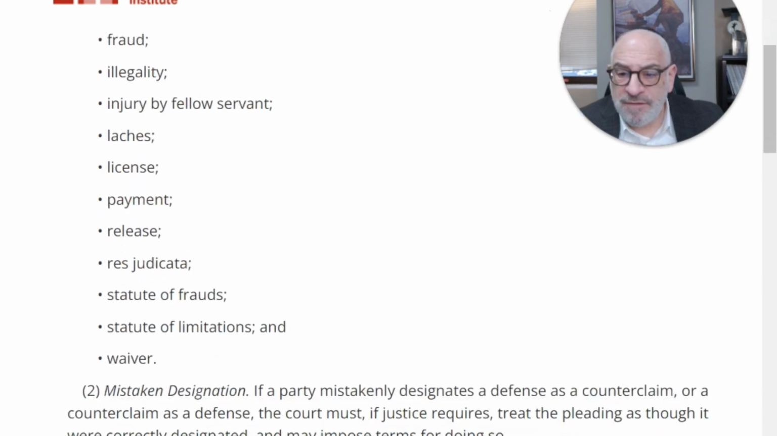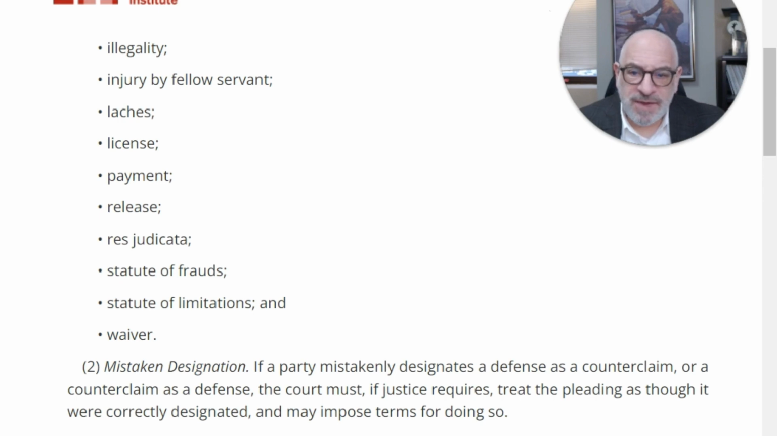Injury by fellow servant. This is a little bit of an antique, but you're suing me for something that happened to you when you were working for me. It wasn't my fault. It was the fault of the guy that you worked with on the loading dock. Again, it's a rather obscure defense, especially in light of the workers' compensation system that has been in place since the New Deal, but it's there.